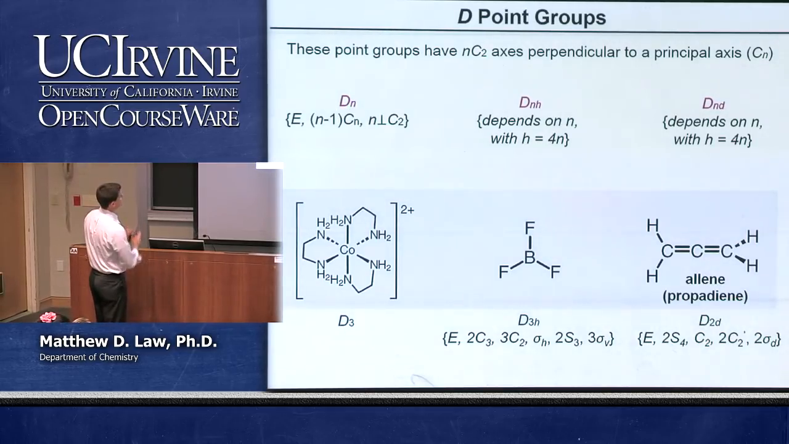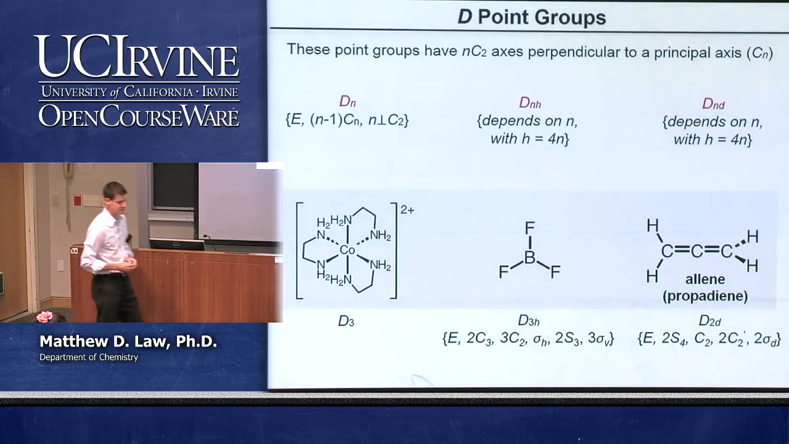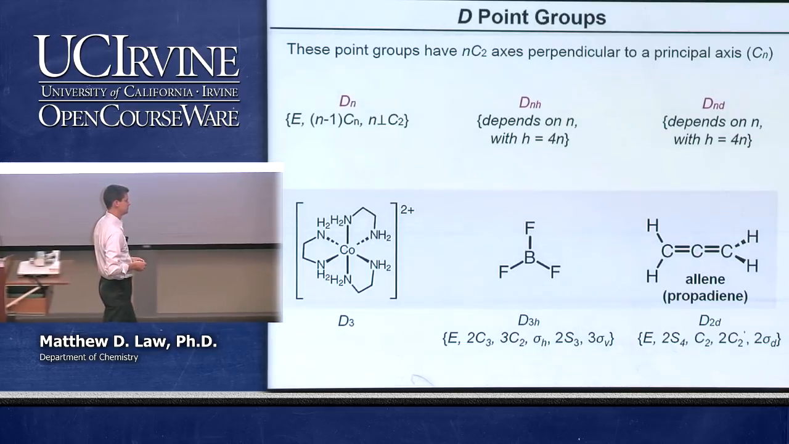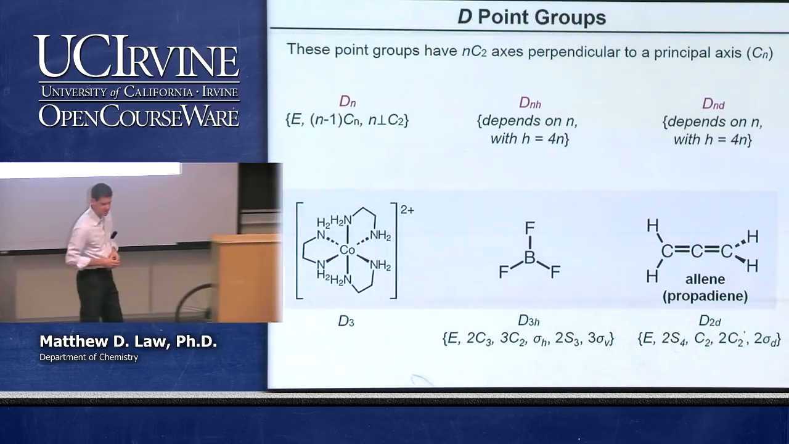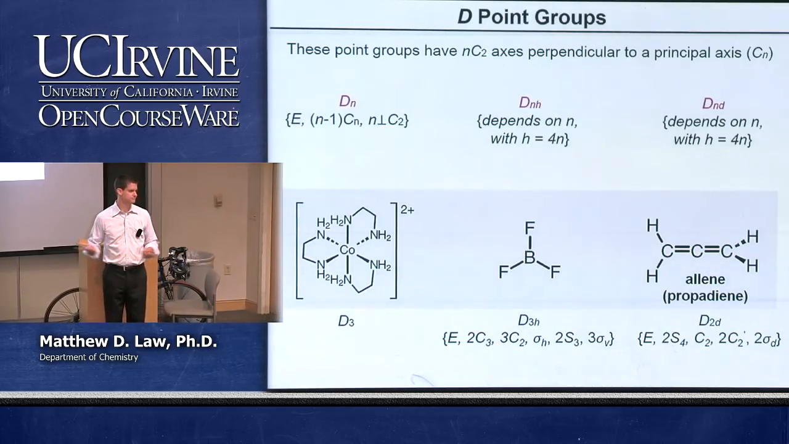A Dn point group does not have any mirror planes. Okay. The complete set of symmetry operations depends on n. Okay. So let's say that n is 3, so we have a D3, for example, which is shown here. Then we're going to have the identity. We're going to have 2 C3 axes, and we're going to have 3 C2 axes. And that would give us the complete set of operations for a D3 point group. Notice there are no mirror planes, there are no inversion centers, etc., etc. Right? This is called a pure rotation group, because all you have is just simple rotations.